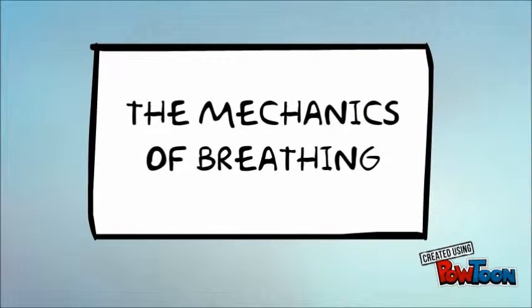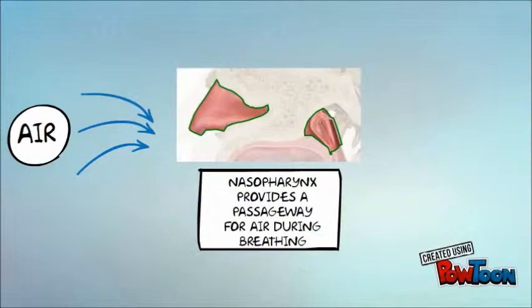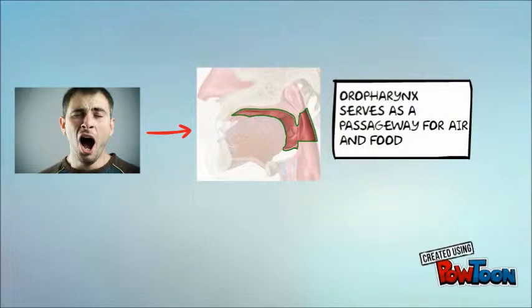We move on to the mechanics of breathing. As we inhale air from the environment, this air passes through the nasopharynx, which provides a passageway for air during breathing. We can also breathe through our mouth. An example of this is yawning. However, the air would instead pass through the oropharynx, which also serves as a passageway for air and food.